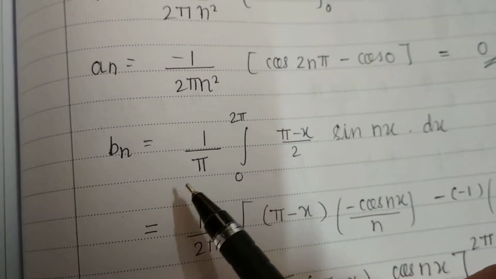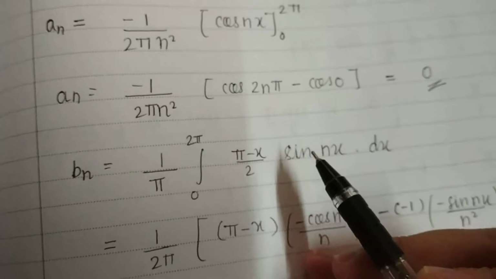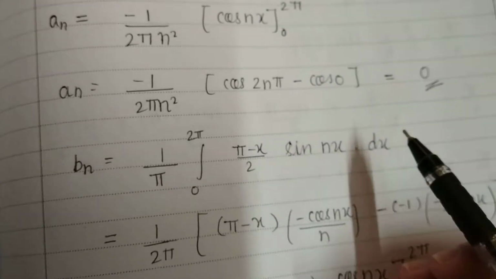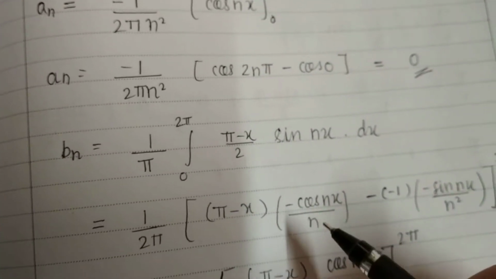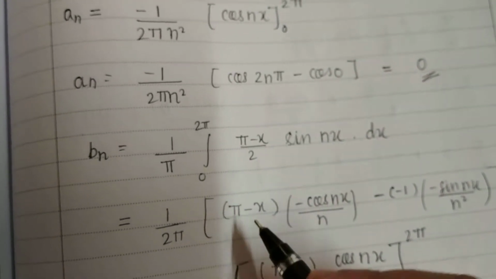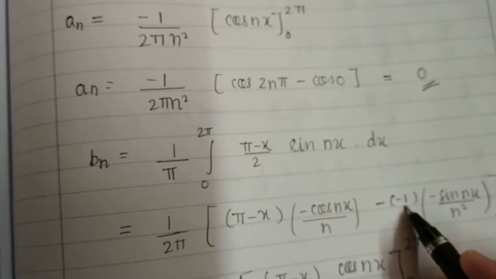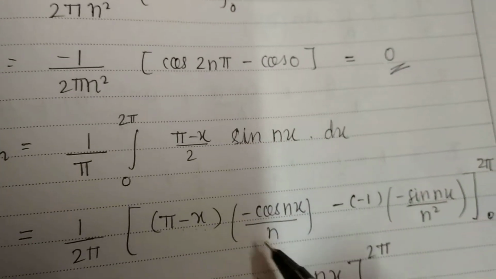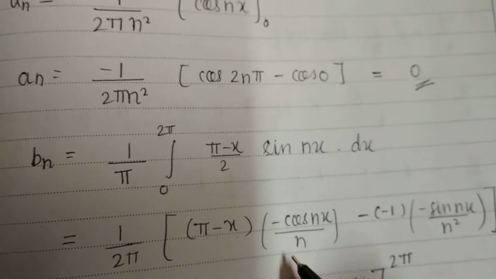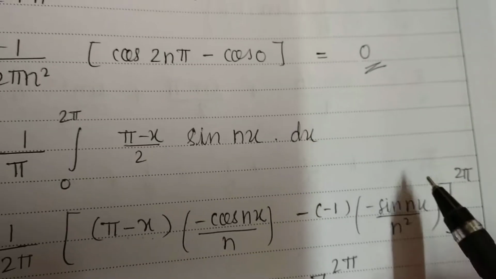Now we take out 2 because it's a constant, that will become 1 by 2 pi integral of (pi minus x) into integral of sine nx. Sine nx integral will be minus cos nx by n. Now minus differentiation of pi minus x. Differentiation of pi is 0. And what is differentiation of minus x? That is minus 1 into the integration of this term. Integration of just cos nx is sine nx by n into minus 1 by n will give you minus sine nx by n square. And the limits are from 0 to 2 pi.